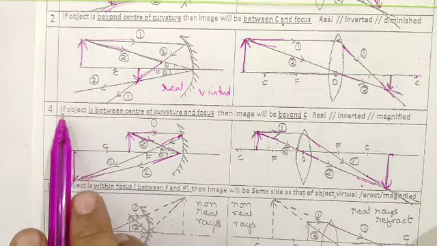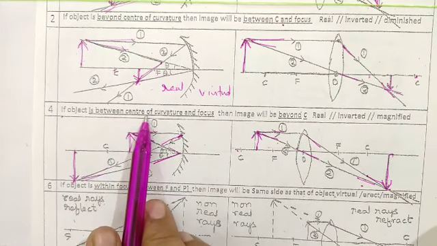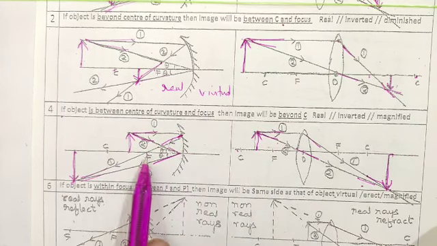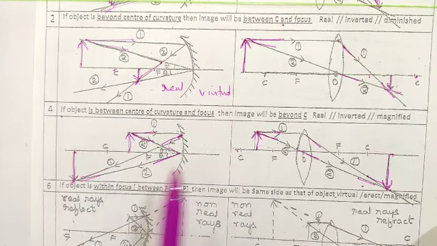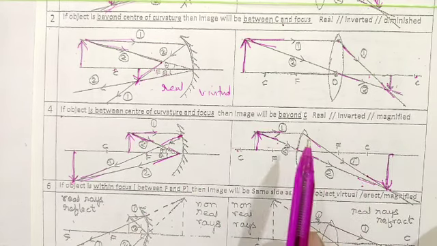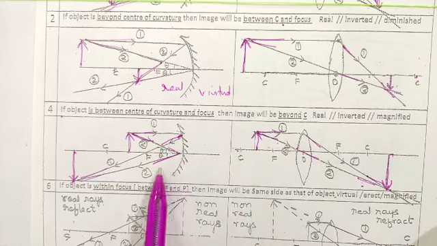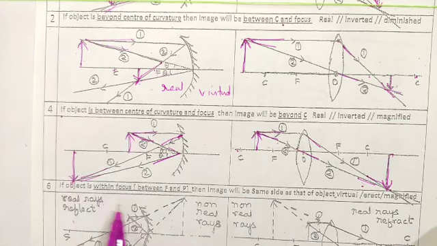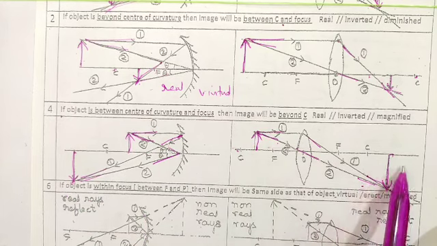Now see, read it. If the object is kept between the center of curvature and focus, then the image will be beyond the center of curvature. Because it is the right side for the lens that is real, and the left side for the mirror is real, here is a real image, an inverted image, big compared to the object. So it is a magnified image.